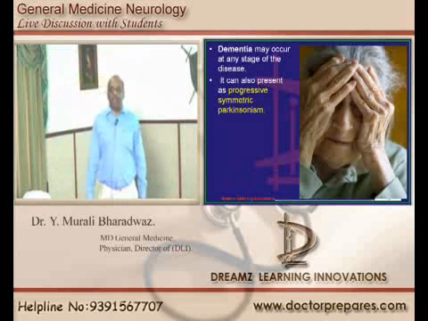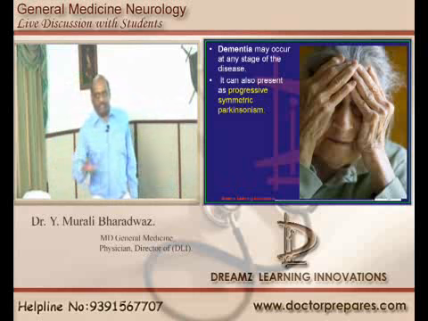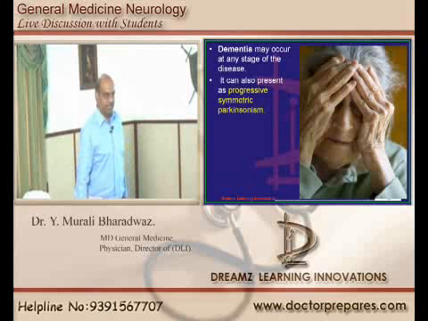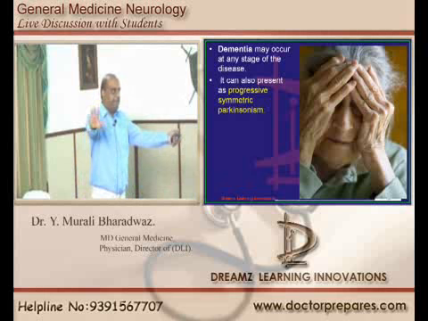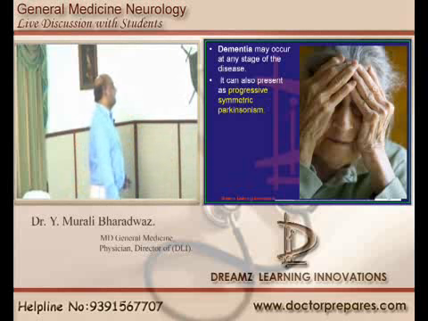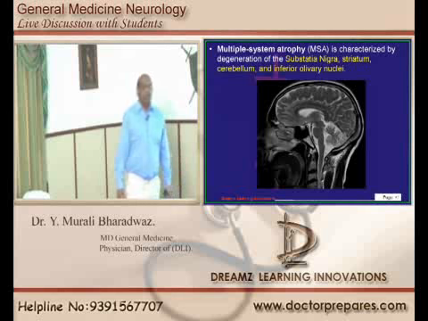What is the tremor of Parkinsonism? Rest tremor is the tremor of Parkinsonism. Intention tremor is the tremor of cerebellar dysfunction. And flapping tremor is typically seen in hepatic encephalopathy, etc. So you must be very sure.